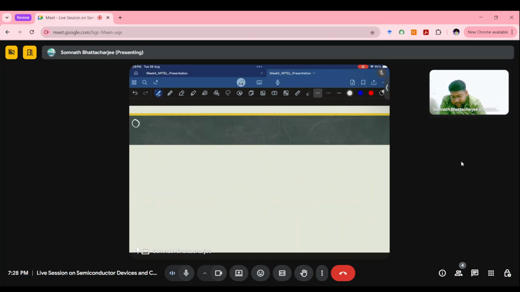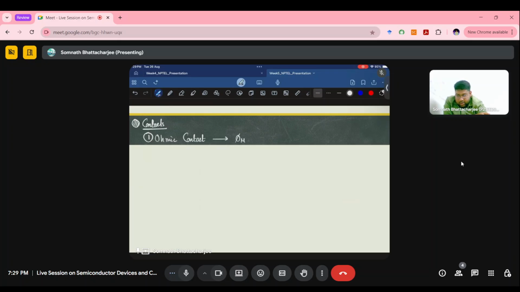Now we have learned about the contacts. So there were different types of contacts. When there is a junction, there is the basic interconnection between two materials, that can be either metal and semiconductor or semiconductor and semiconductor. And based on their connection, there are two types of contacts forming. The first one is the ohmic contact.